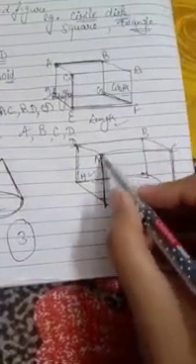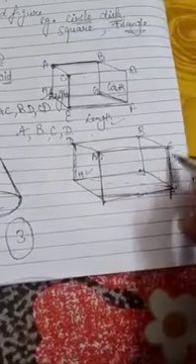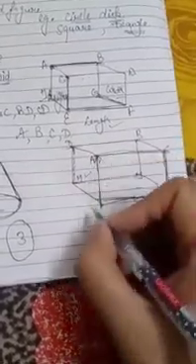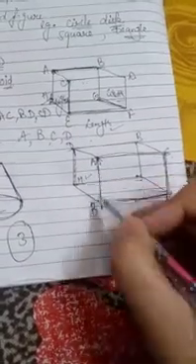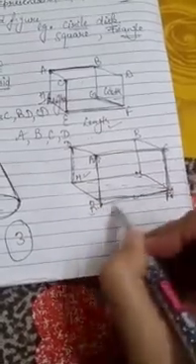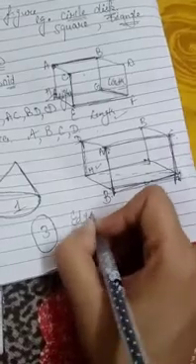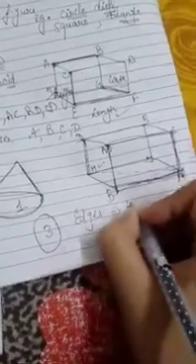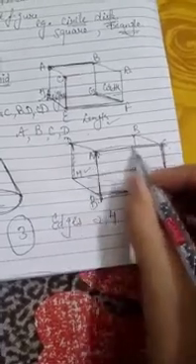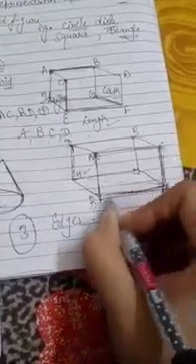Edges, first of all. AC is an edge, CE is an edge, AB is an edge, and BF is an edge. So it is 1, 2, 3 and 4. So how many edges are there? 4.